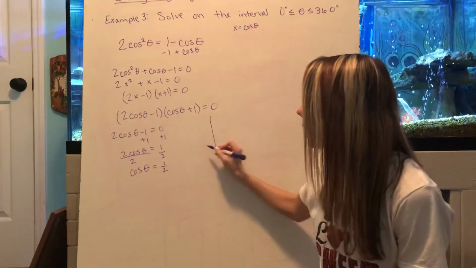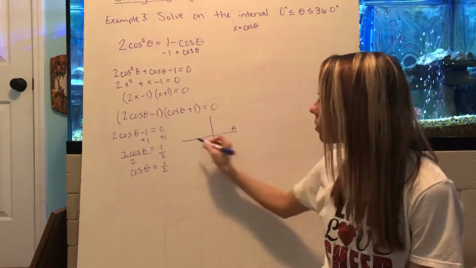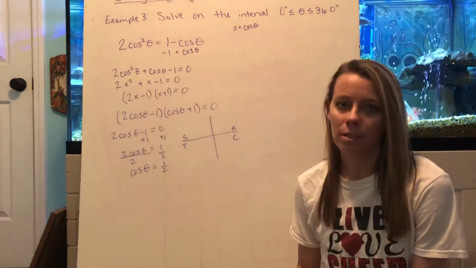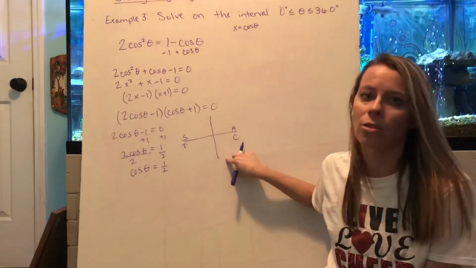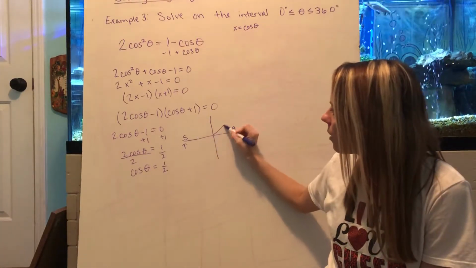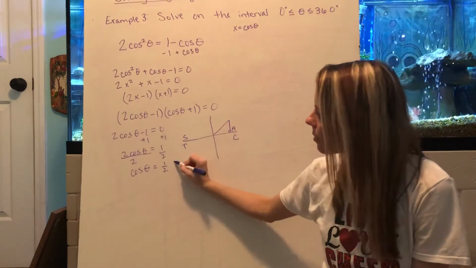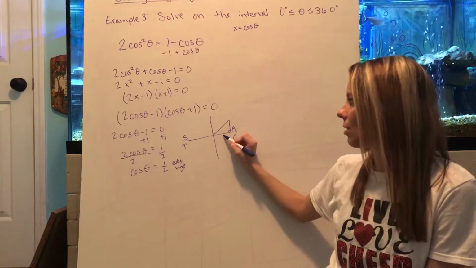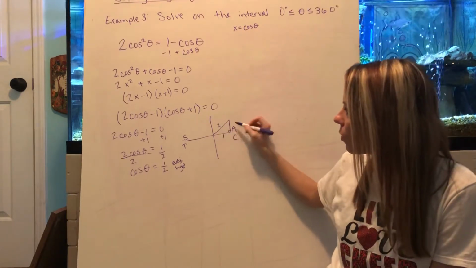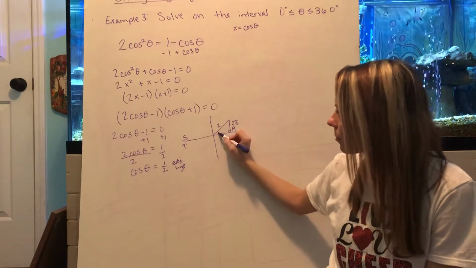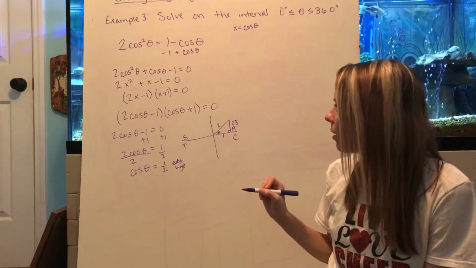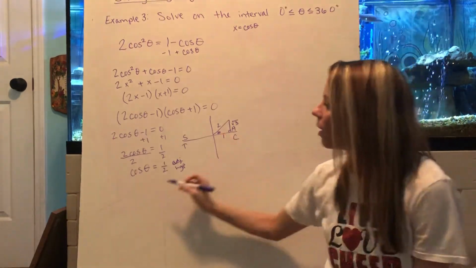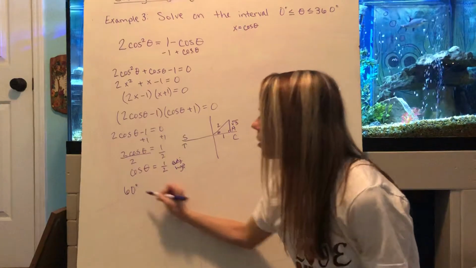So now I'm going to go to my quadrant. All Students Take Calculus. I'm looking for where cosine is positive. That's the first and fourth quadrants. So in the first quadrant right here, cosine is adjacent over hypotenuse. So adjacent is 1, our hypotenuse is 2, and this is root 3. And we are looking for the angle. That angle across from the square root of 3 is 60 degrees. So 60 degrees is one answer.